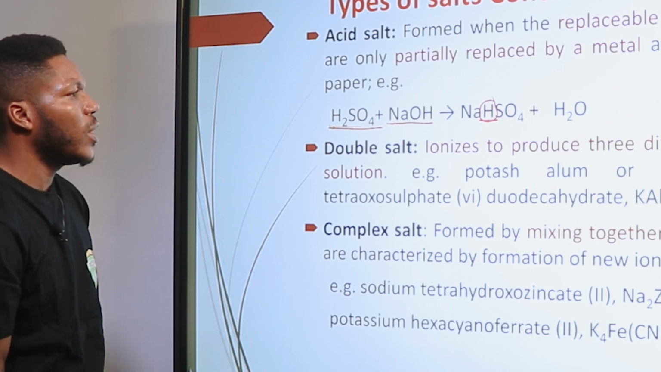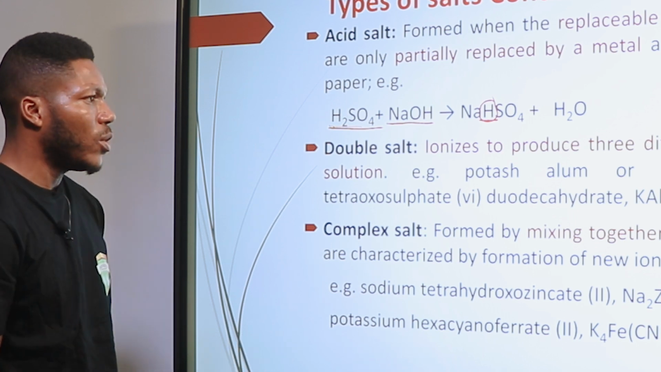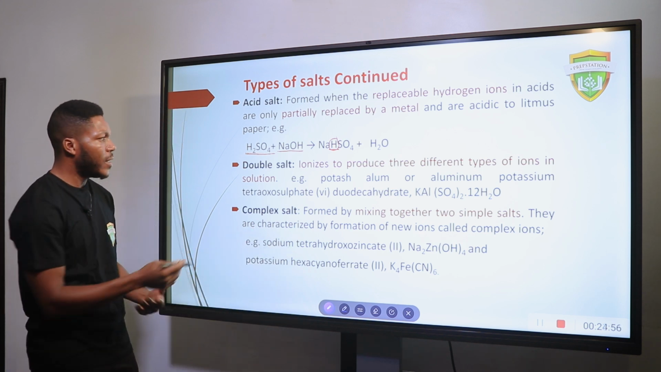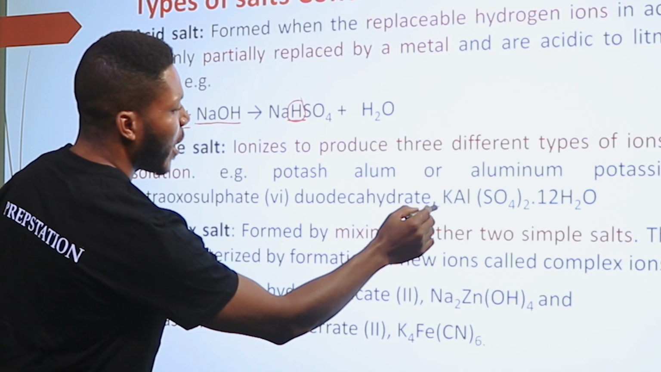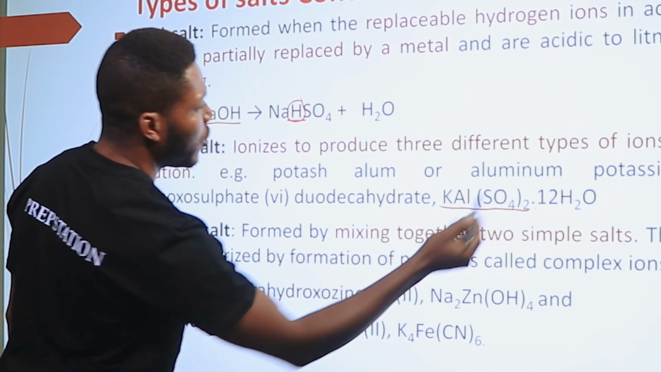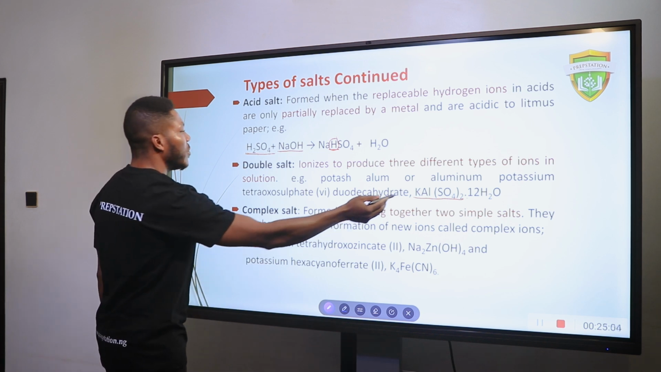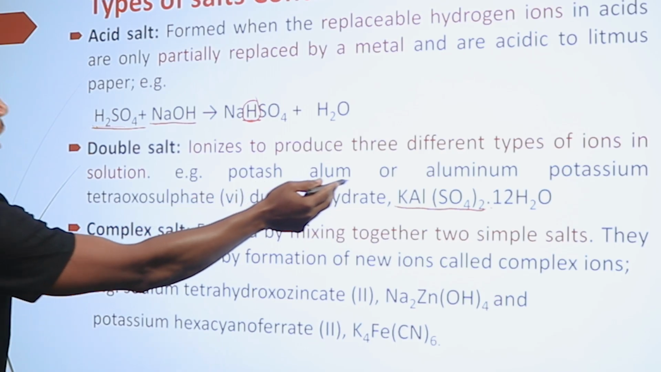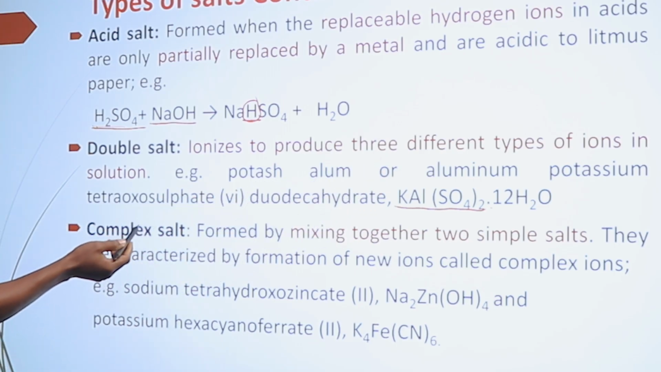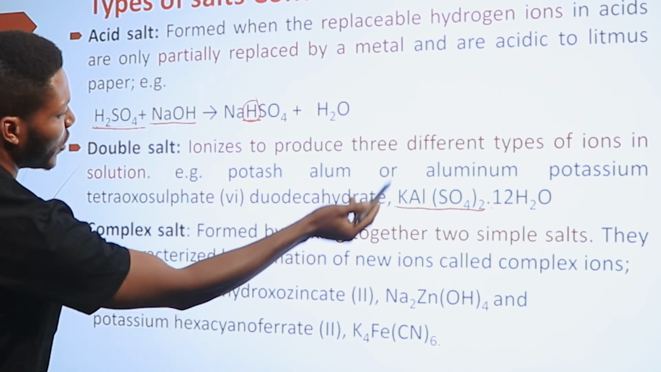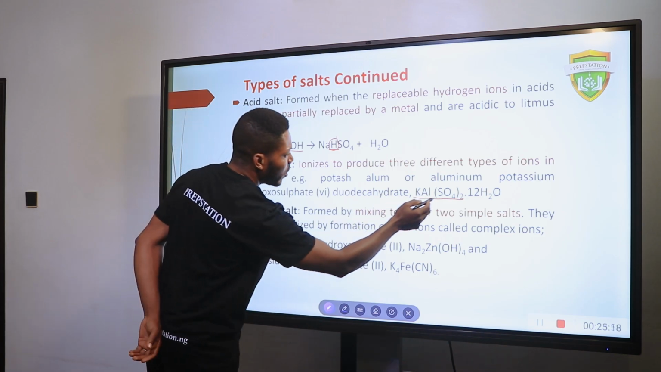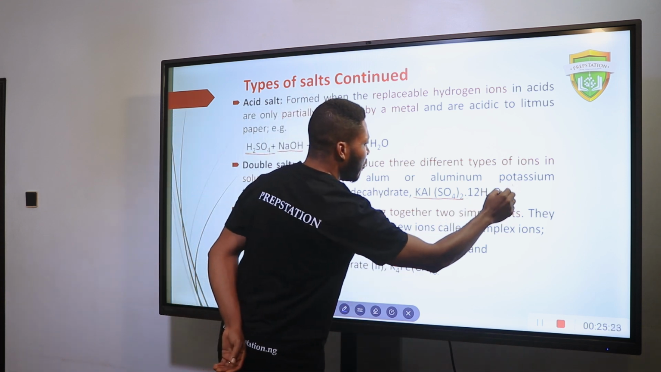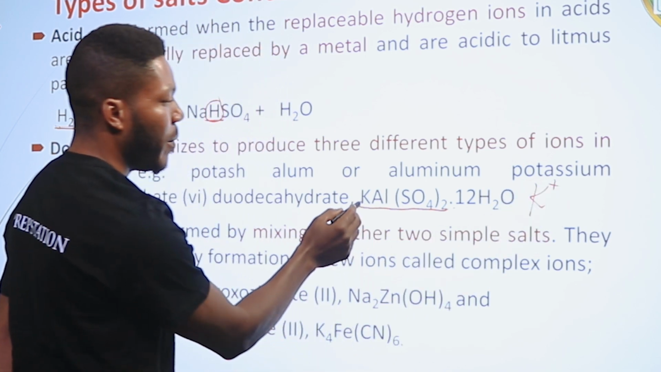Then the next one is called the double salt. The word double means that when you ionize in water, it gives us more ions. For example, we have KAl(SO4)2.12H2O. All right? So different types of ions are formed in a double salt. Example is alum, or aluminum potassium trioxosulfate(VI) dodecahydrate. All right. So when this compound dissociates, you're going to have 3 ions from this compound. You're going to have potassium ion, which is from the potassium we have here.